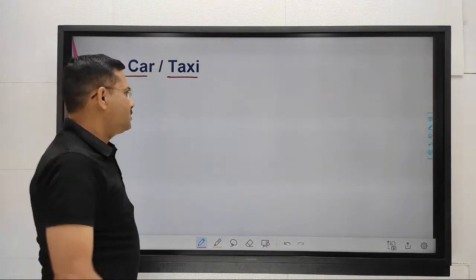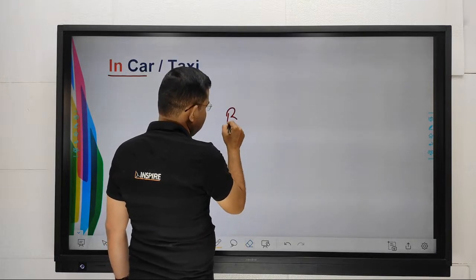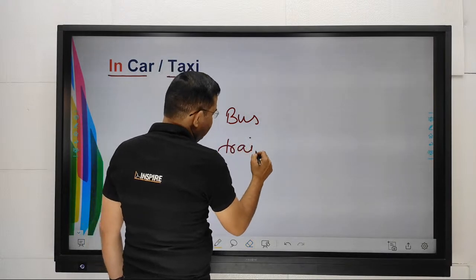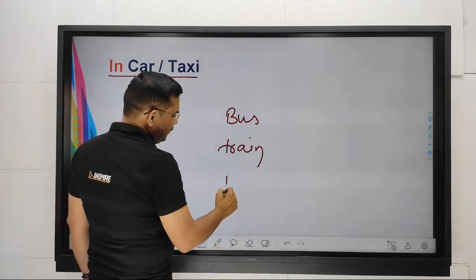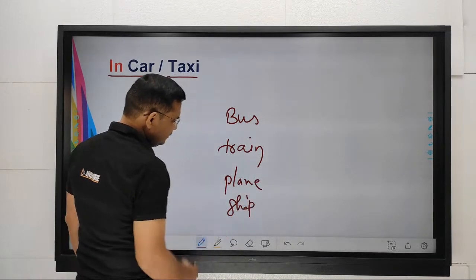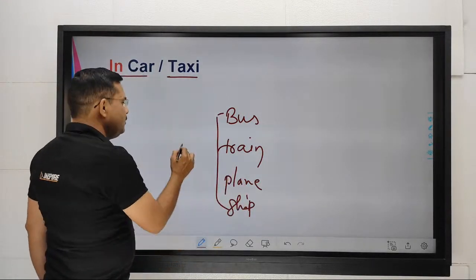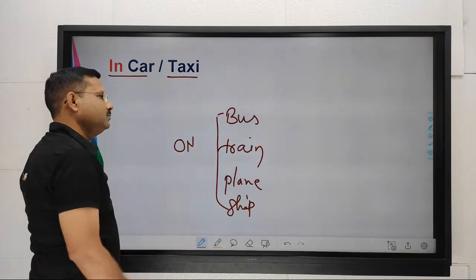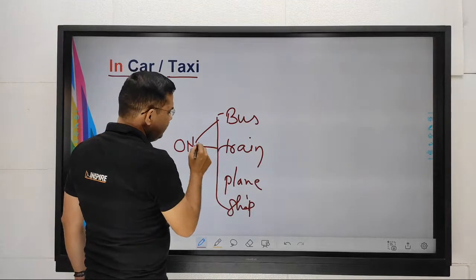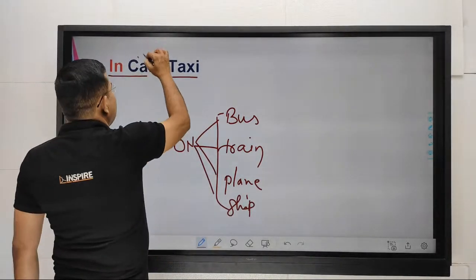See, there's a difference. If you want to say bus, or if you want to say train, if you want to say plane, or ship, with these all we use on. I was on bus, on train, on plane, and on ship. But in car, in taxi.